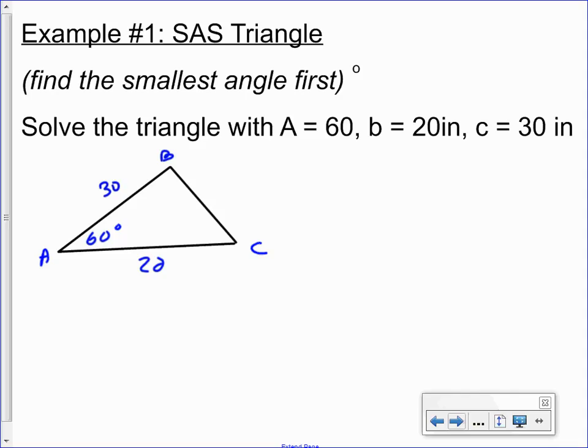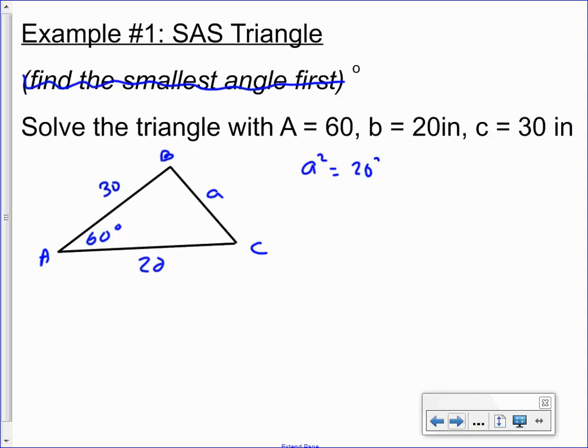We'll just save this off to the side for a little bit. The easiest thing to find is the side across from the angle we know, which is A. So you set it up where you're solving for this thing. It goes A squared is equal to B squared plus C squared.